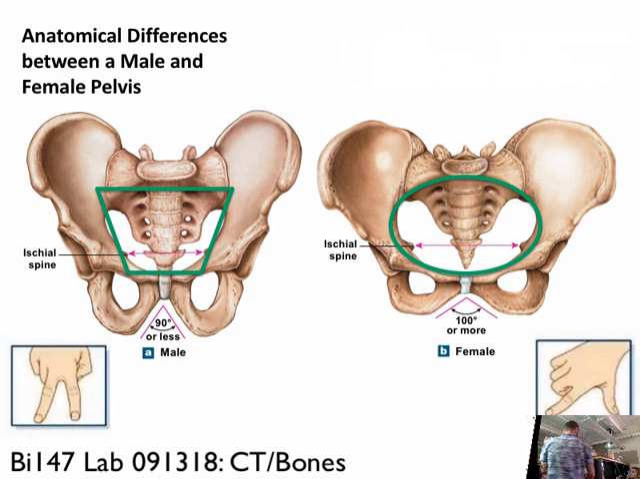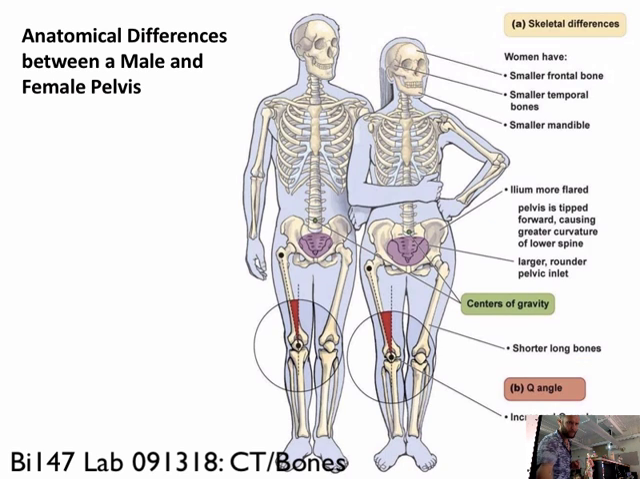I couldn't find a picture that shows the lateral view, but the tilt of the male pelvis is different than the female pelvis. The female pelvis is posteriorly oriented compared to the male, which just has an anterior arrangement to it. There are a couple other differences.